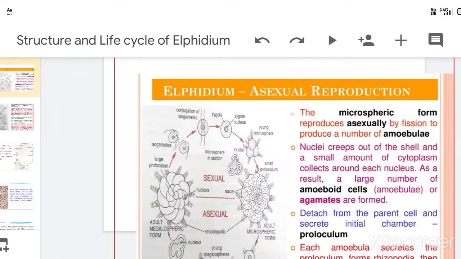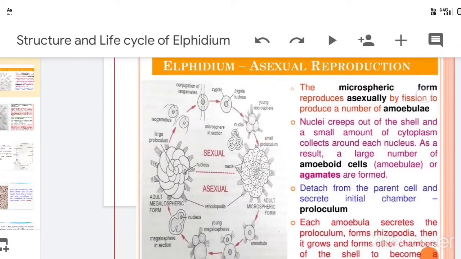Hi there. This is part 2 of structure and life cycle of Polystomella. In the first part, we discussed the introduction of Polystomella, habitat, and then the type study, that is dimorphism, shell, cytoplasm, locomotion, nutrition, and we started the reproduction part. So let us proceed with the same topic.